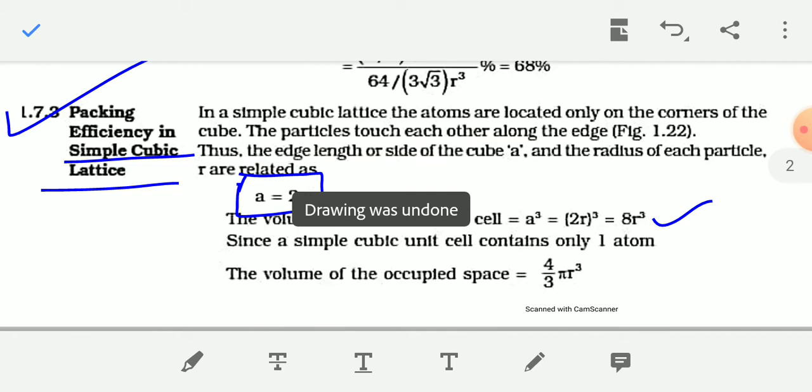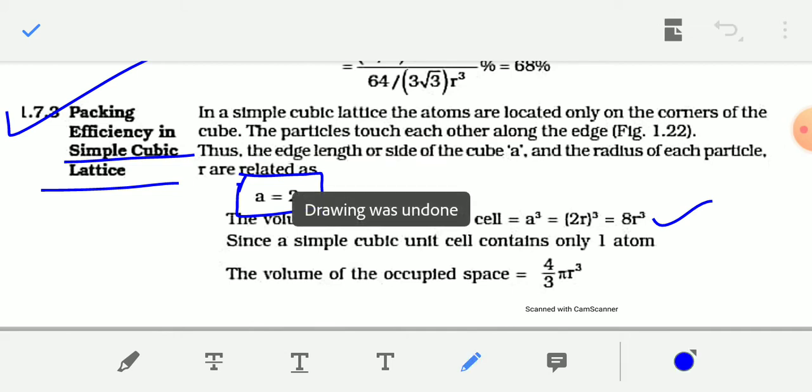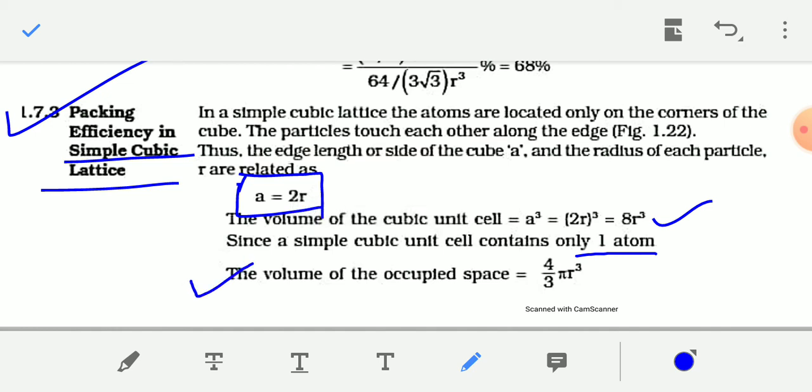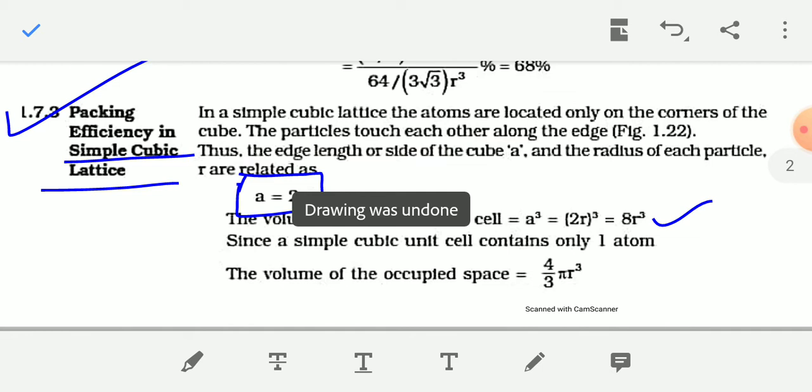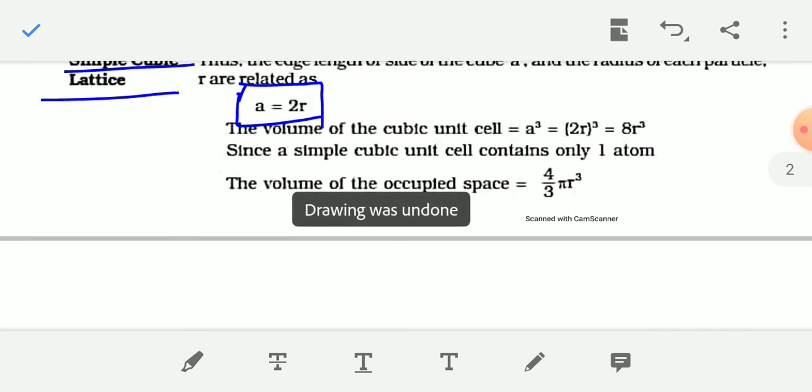And since a simple cubic unit cell contains only one atom, the volume occupied by one sphere is 4/3 πr³. If the radius of each particle is r, then the volume of each sphere is 4/3 πr³. So the total volume occupied by one particle is 4/3 πr³ into 1, that is 4/3 πr³. This is the volume of the occupied space, and the total volume is 8r³.